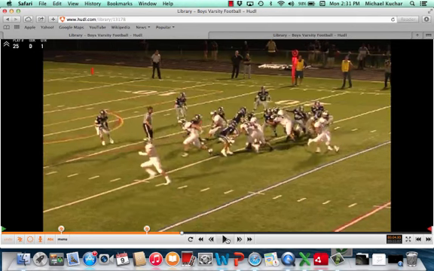The belly play, fullback comes inside. He's supposed to block the first linebacker from 5. Okay, this player essentially becomes unblocked, and that defensive end makes a tackle on a belly play.